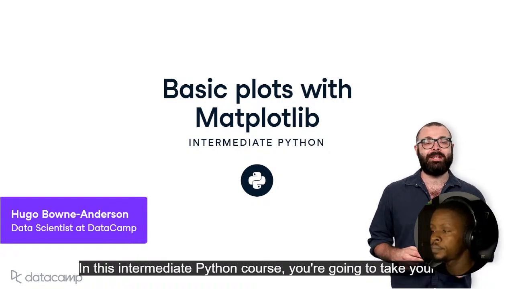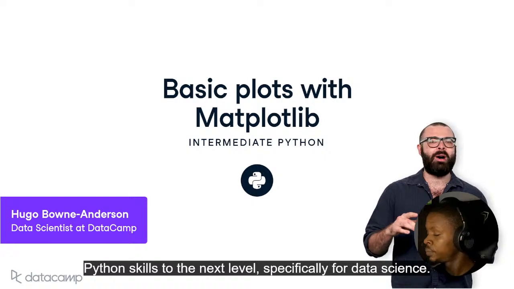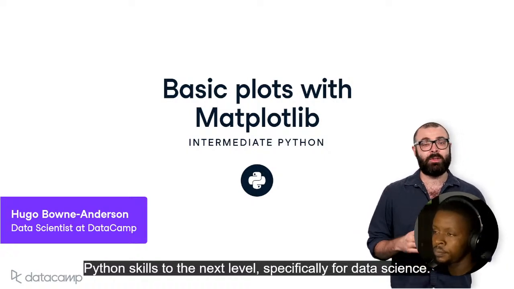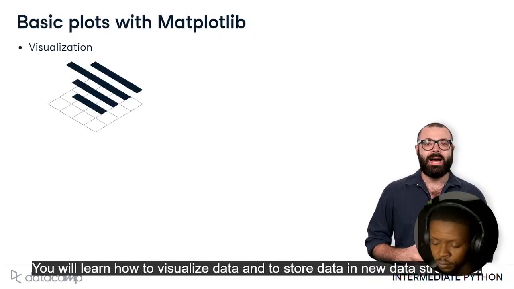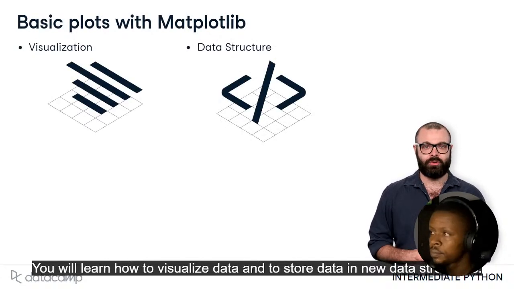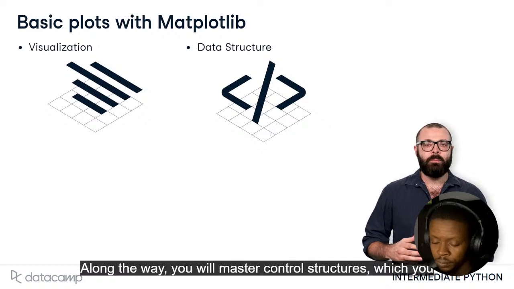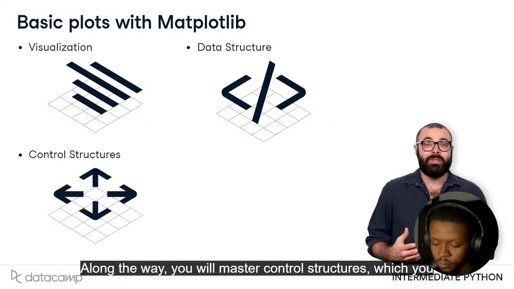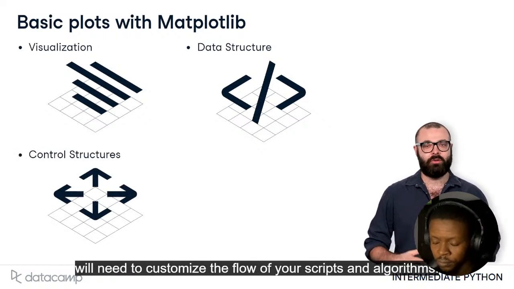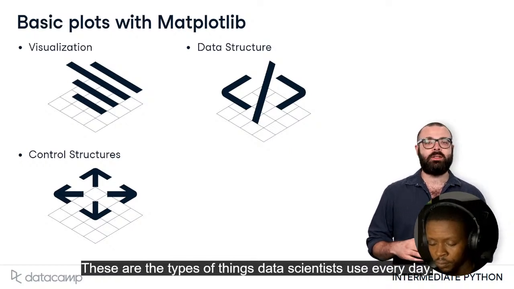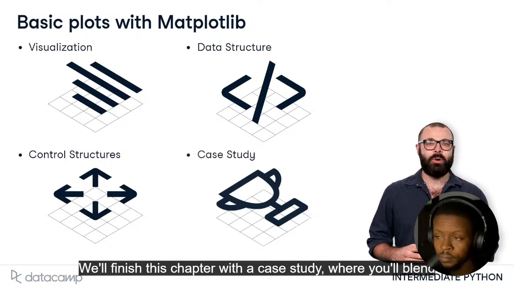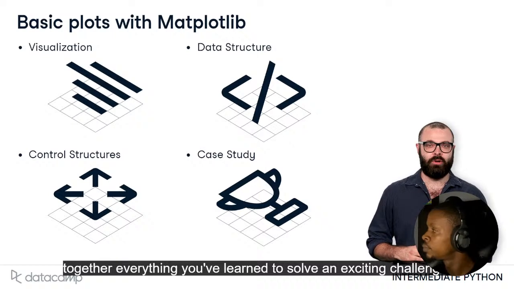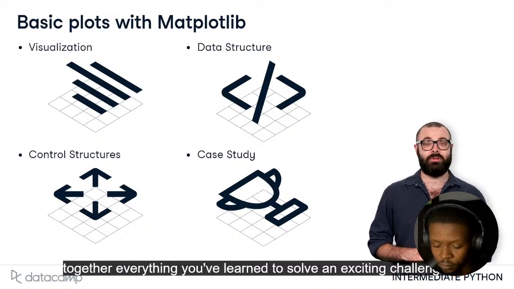In this intermediate Python course, you're going to take your Python skills to the next level, specifically for data science. You'll learn how to visualize data and how to store data in new data structures. Along the way, you'll master control structures, which you'll need to customize the flow of your scripts and algorithms. These are the types of things data scientists use every day. We'll finish this course with a case study where you'll blend together everything you've learned to solve an exciting challenge.